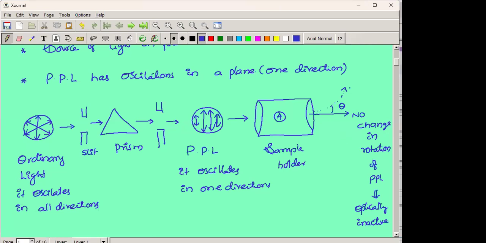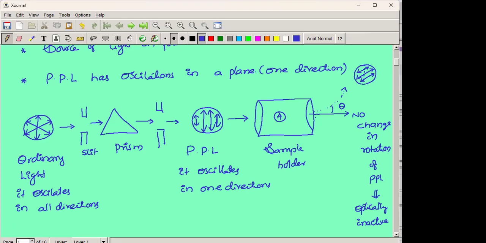This rotation is in the right side direction. So what is right side direction rotation? See here, this is the plane polarized light. Now this plane polarized light is slightly tilted in the right direction. This is the actual plane polarized light direction, but it will be slightly shifted towards the right side.